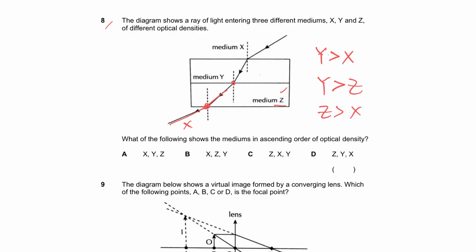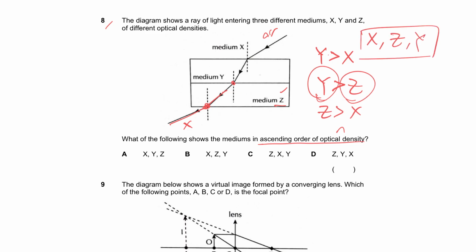So you can say that since the question asks for ascending order of optical density, it is similar to asking you in order of the refractive index. Let's start with the smallest one. It's like the air that you are familiar with. So start with X here, and then since Y is greater than Z, it will be followed by your Z here, then followed by the Y. So the answer will be B.